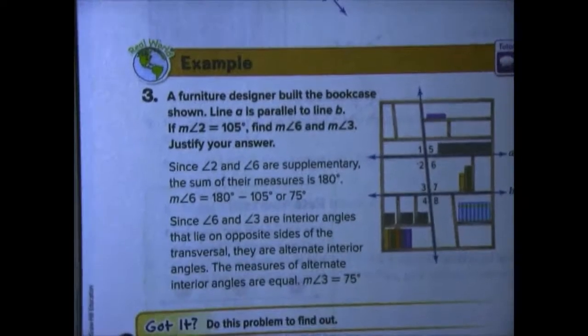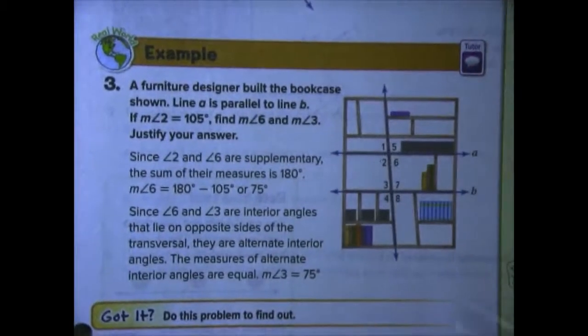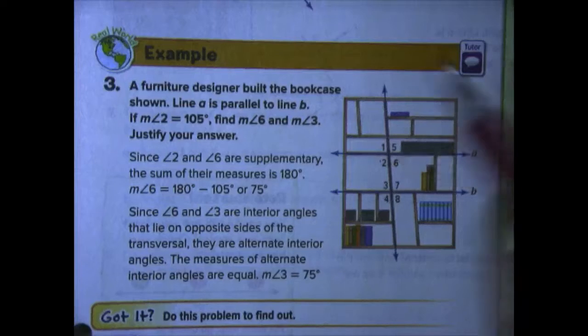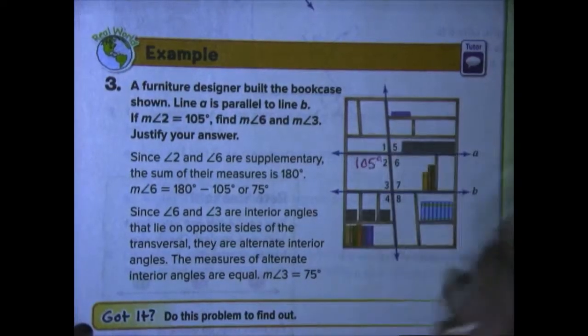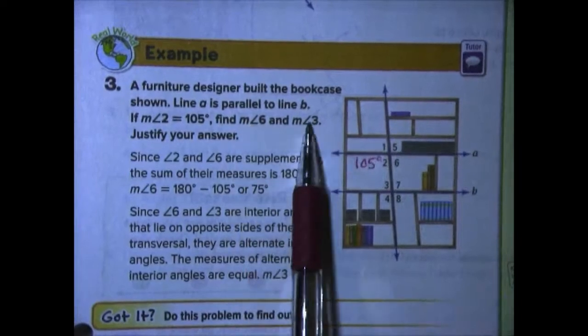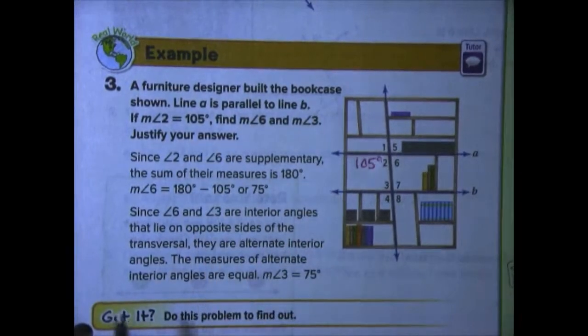It says a furniture designer built the bookcase shown. Line A is parallel to line B, so here's A and B and we know they're parallel. If the measure of angle 2 is 105 degrees, let's go ahead and write that down. Find the measure of angle 6 and the measure of angle 3 and justify your answer.